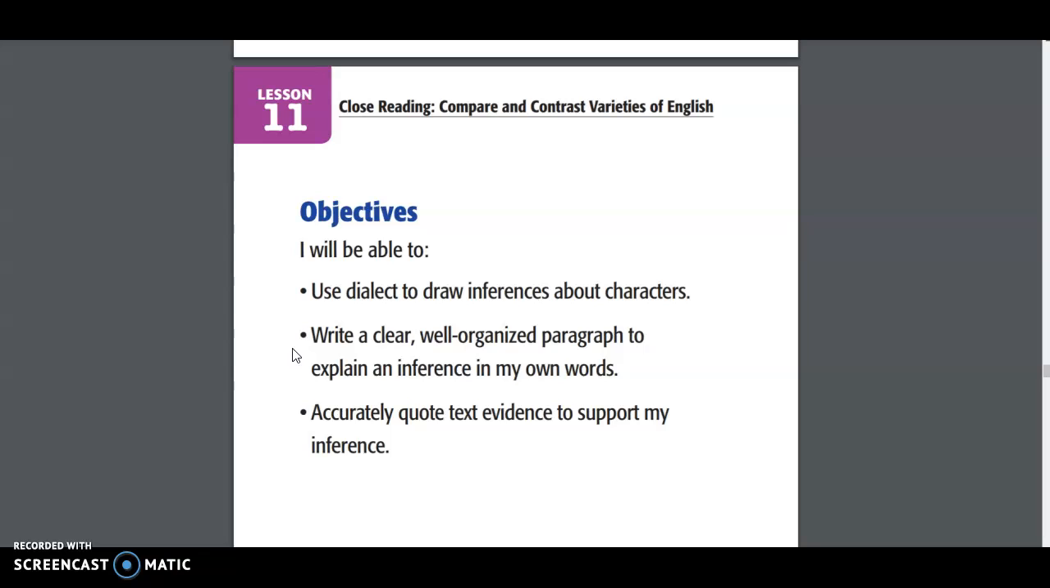So let's look at what you're supposed to do today. You are going to use dialect to draw inferences about the characters. So remember, an inference is like when you read something, I may say, what do you think the author is saying? You are giving it a guess, but you're going to use text evidence to back up your guess. So it's a guess, but with evidence. All right, and you're also going to write a well-organized, but you're not going to write a paragraph, maybe a couple sentences explaining your inference, and why you have that idea or how you came up with that inference, using and quoting text evidence to support your inference.